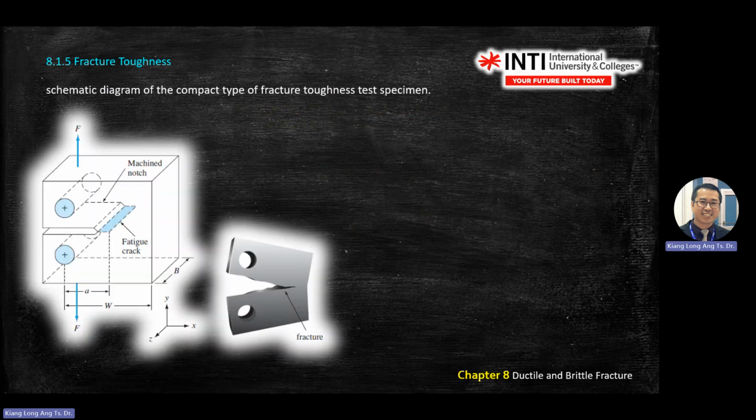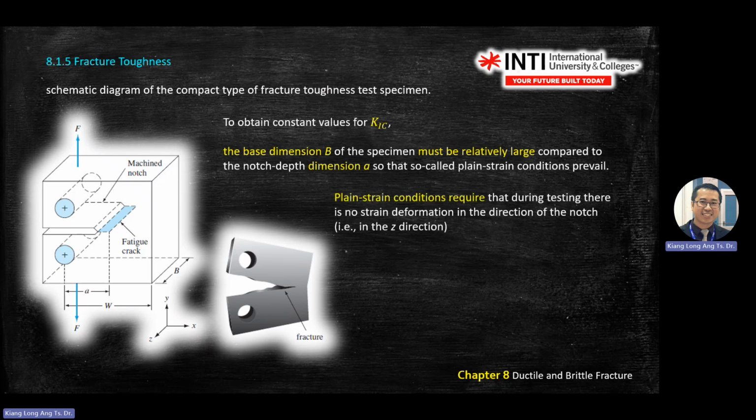Okay, so these are the things that appear in the lab test or something, but you don't need to use this one. It just tells you how it is used. Okay, base dimension, thickness. The base dimension of the specimen must be relatively large compared to the notch depth dimension A, so that a so-called plane strain condition prevails. This one is about how to set up the specimen. You don't need to worry about it, this is more of a design question.